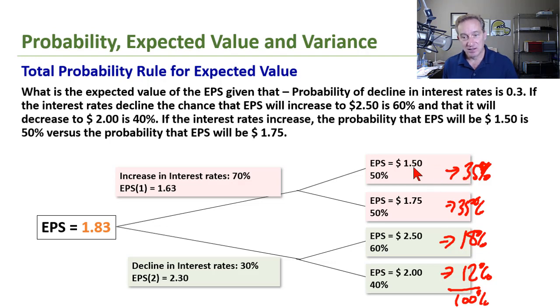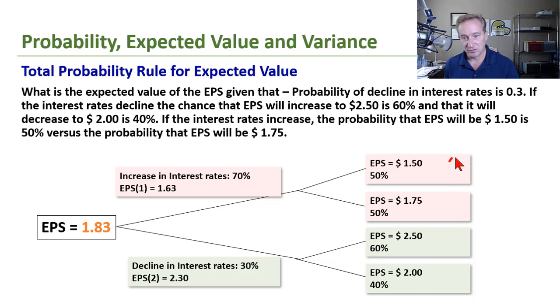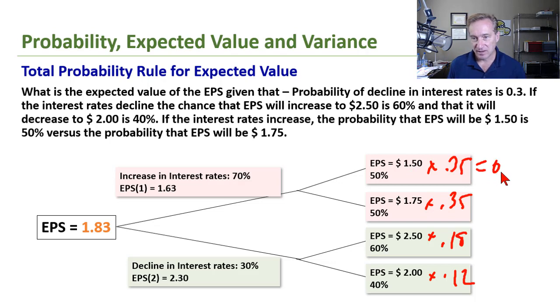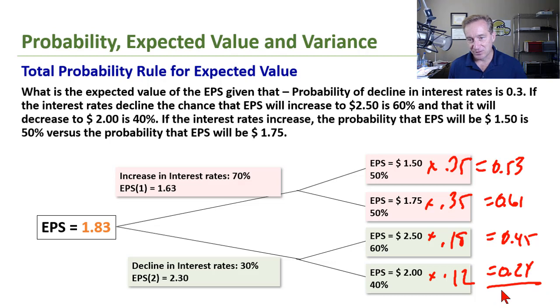And then we can say, well, let me get rid of my arrows here. Let me just express the joint probabilities: 35, 35, 18, and 12. And then I'm just going to multiply each EPS, $1.50 times the joint probability, and so on. And it looks like I get 0.53, 0.61, 0.45, and 0.24. So if I add those all together, I get the same $1.83. Another way to get there.